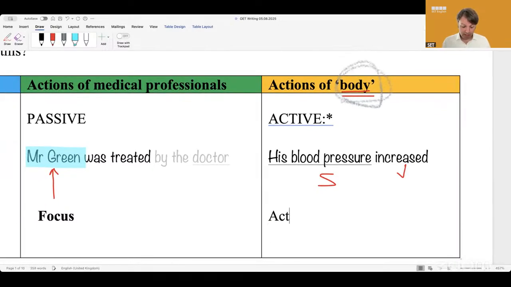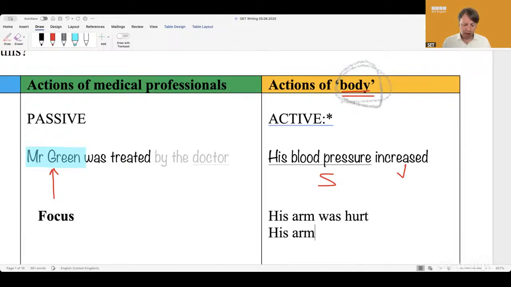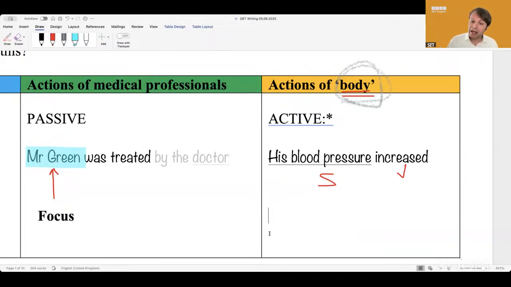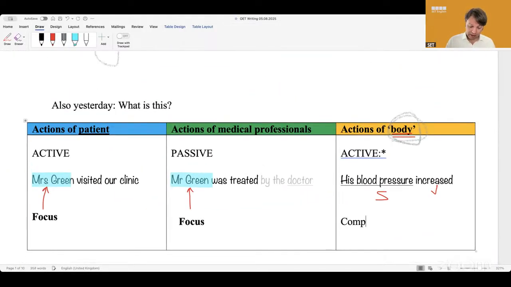Actions of the body. For example, his arm was hurt or his arm hurts. Which one? Everyone: his arm hurts. Usually it's this one. Not always, not 100%, but usually we're using the active voice. Okay. This one is complicated. It can be both. Okay. But usually in the exam that you will do, 90% of the time it will be active.